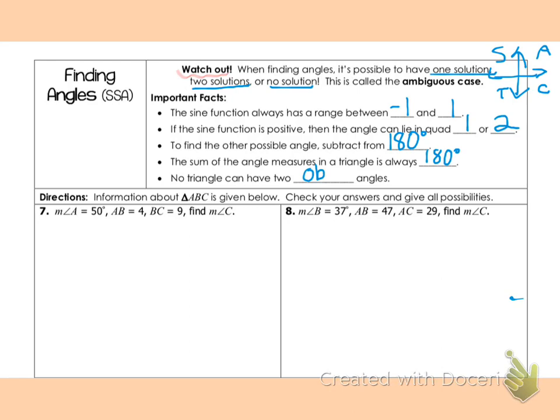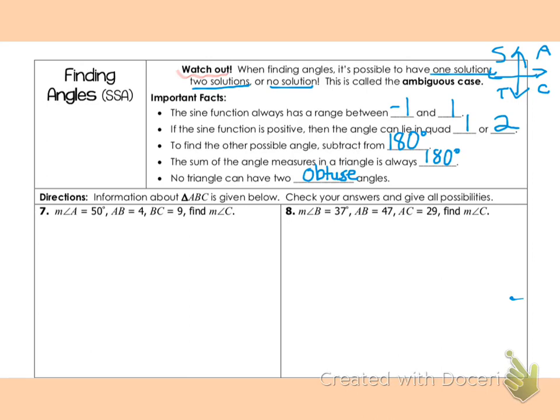So that's one thing to keep in mind. That'll help us narrow down whether there's two possibilities or not, based on what other angles are already in the triangle. And the fact that you cannot have more than one obtuse angle in any given triangle, because that means it's already over 90 degrees. That means there must be less than 90 degrees to go around for the other two angles. So those are all things that are going to help us to figure out whether there's one, two, or no possible solutions. Just go ahead and jump in on number 7.